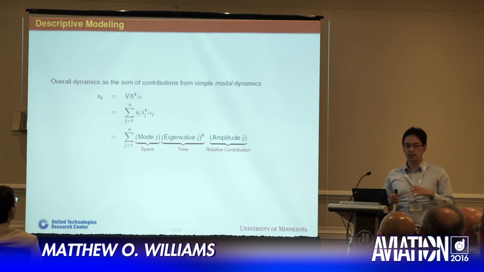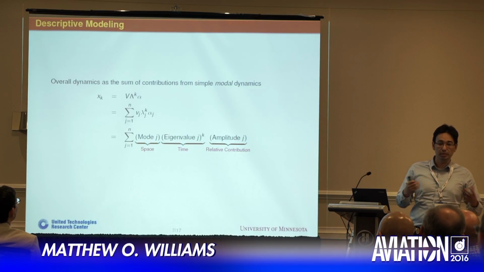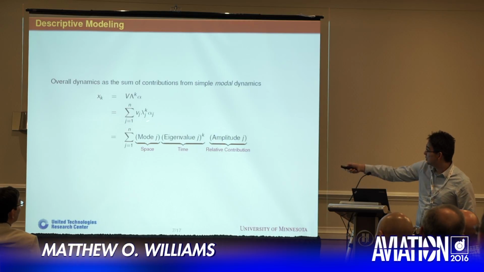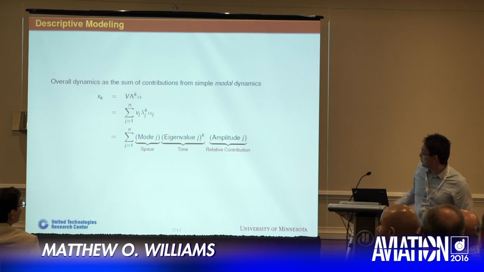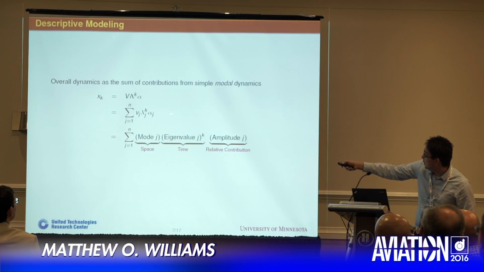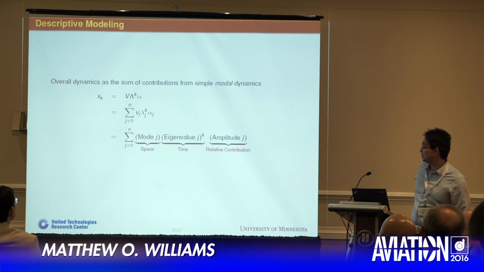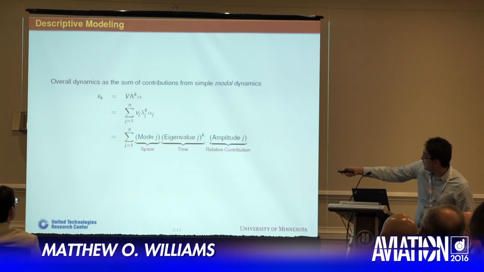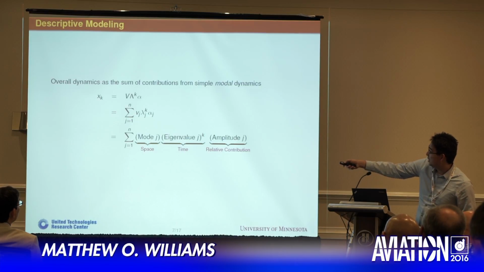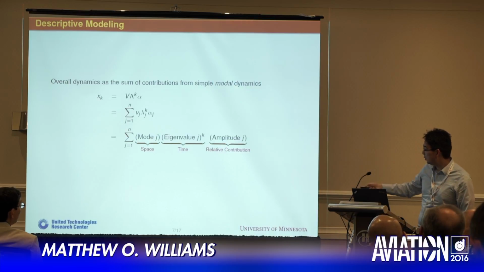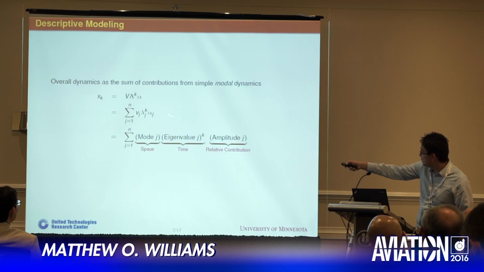Just to make it clear why this is a modal decomposition as opposed to something else, if we took this product and wrote it out, we could write it as a linear superposition of the eigenvectors, which are going to be spatial modes, the alphas, which are the coefficients at the initial time, and the lambdas, which capture time dynamics. So basically, V is a DMD mode. Lambda is a DMD eigenvalue, which tells you how temporal dynamics appear. And alpha is the relative contribution.